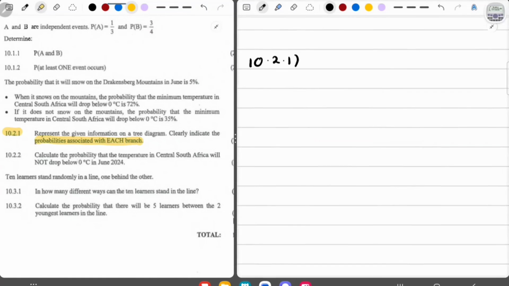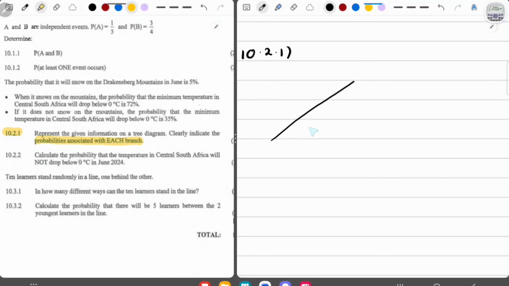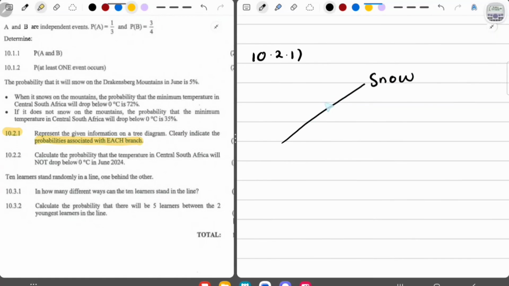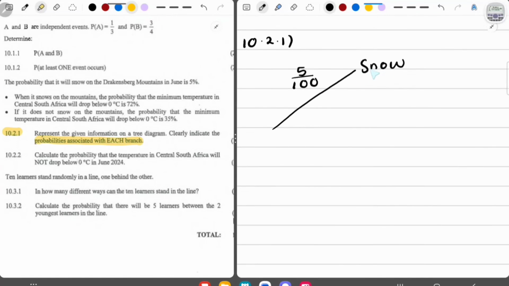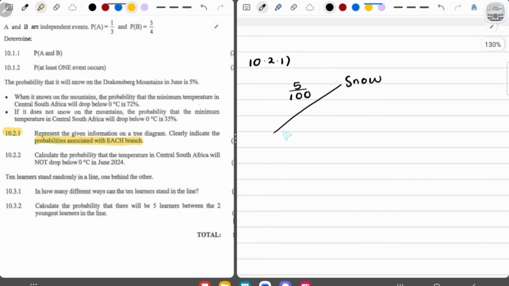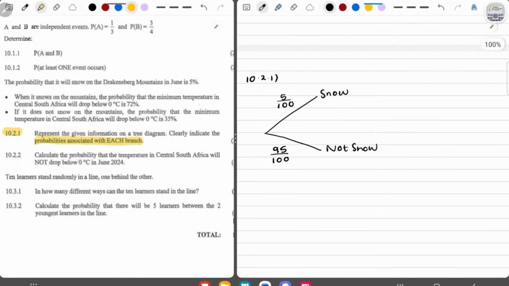So in the first branch, we have a situation where we're speaking about whether it's going to snow or not, right? So I'll call this snow. And then what is the probability that it's going to snow? They said the probability to snow on Drakensberg Mountain is 5%. As a fraction, that is 5 over 100. So the probability that it will snow is 5 over 100. So that means by default, the probability that it will not snow, let's say not snow, would be what is left. 100 minus 5 is 95, so 95 over 100.